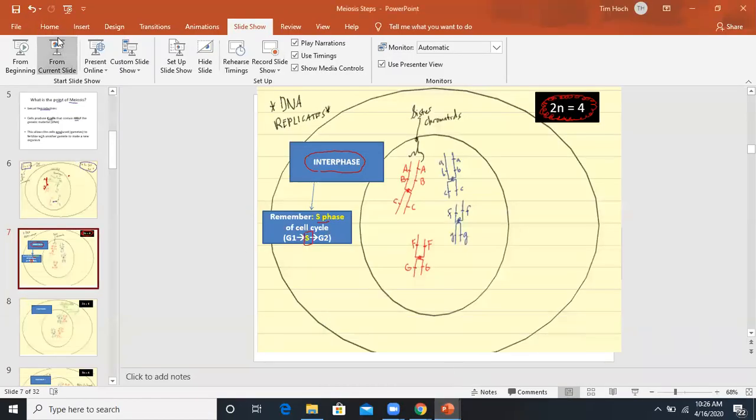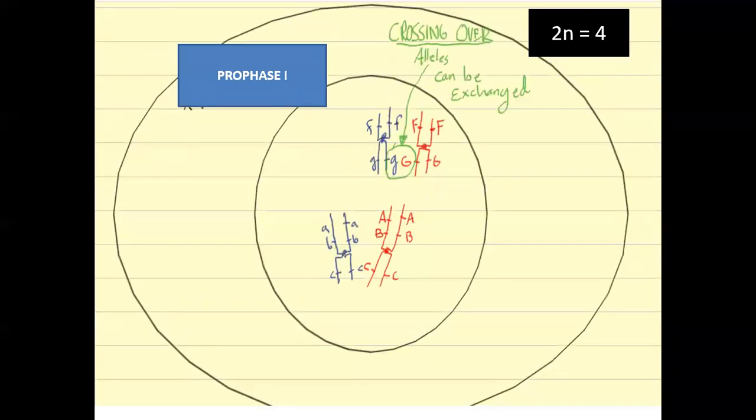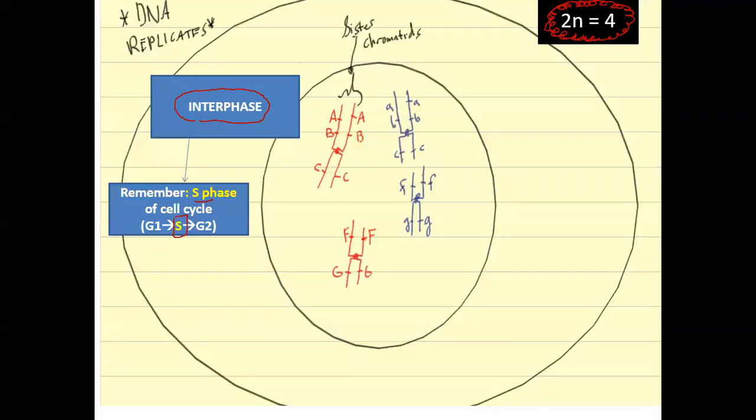So when you look at it from this standpoint, we've replicated your DNA here. Now we're actually going to get into meiosis 1. What are the phases of meiosis? It's going to be prophase, metaphase, anaphase, telophase. That's meiosis 1. And then you have prophase 2, metaphase 2, anaphase 2, telophase 2.